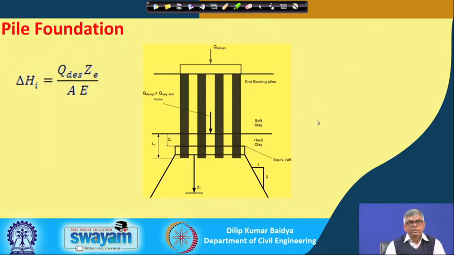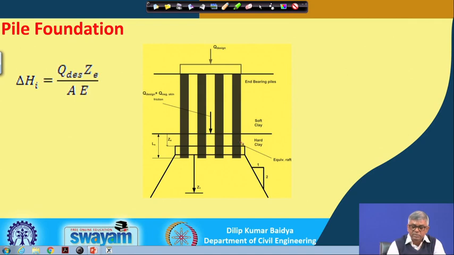Next one again similar to this, actually you can see here that elastic settlement also will be there. Suppose this is the stiff layer, and the pile is embedded in the stiff layer to have the bearing resistance. Under this condition we have assumed that the equivalent raft will be at this depth, where E is the embedded length.